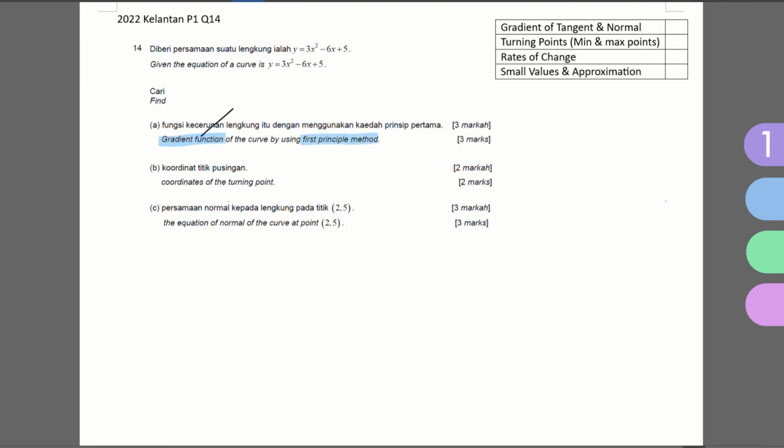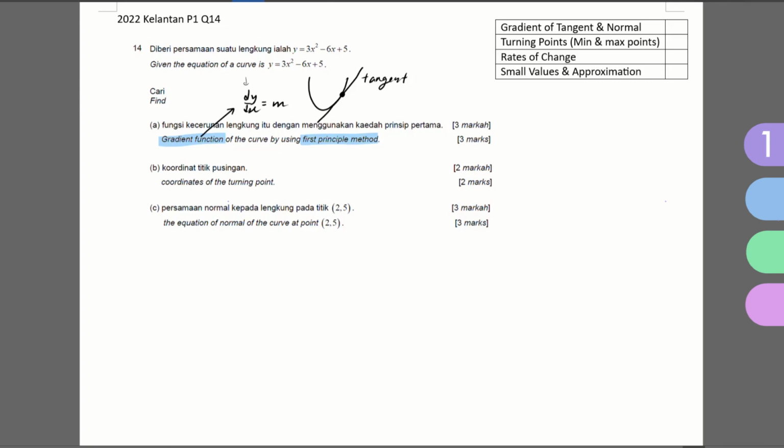So what is gradient function? It's actually dy over dx. So let's say if I were to find the line which passes through this point, which is a tangent, I can find its gradient using dy over dx. So it's also considered one of the gradients.